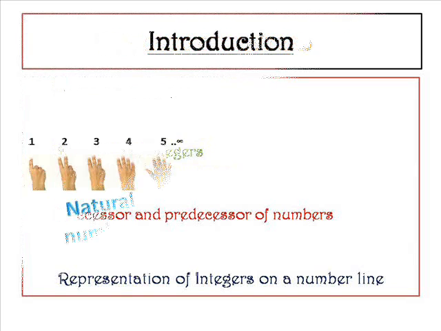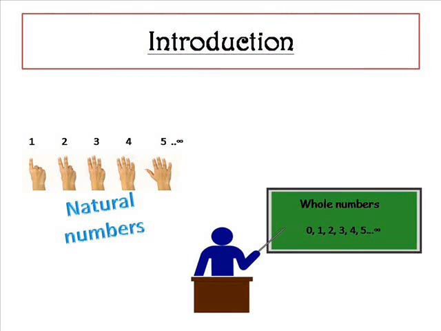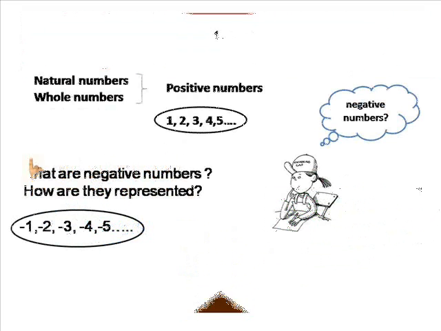Let's recollect something about natural and whole numbers which we have learned in our previous chapter. As we all know, natural numbers start from 1 whereas whole numbers start from 0. These natural and whole numbers are positive as they are greater than 0. Numbers like 1, 2, 3, 4, 5 are positive numbers.